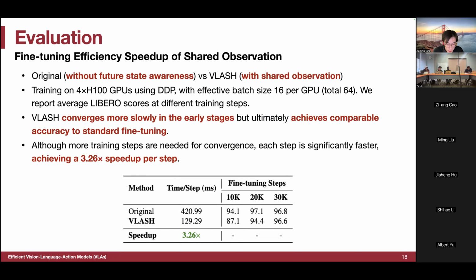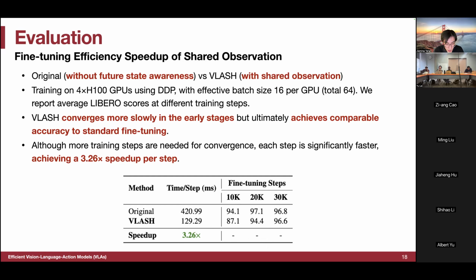And we also evaluated the fine-tuning efficiency speed up of our shared observation method. So we compared the original standard fine-tuning method and our method with the shared observation optimization. And the delta max is set to 3. So the delta is sampled within 0 to 3, and the effective batch size is 4 times larger than the physical batch size. So with the 64 expected batch size, we have only 16 physical batch size. And the standard fine-tuning still has 64 physical batch size.